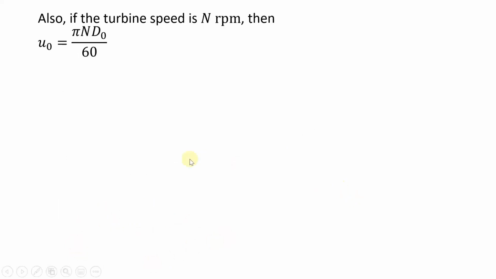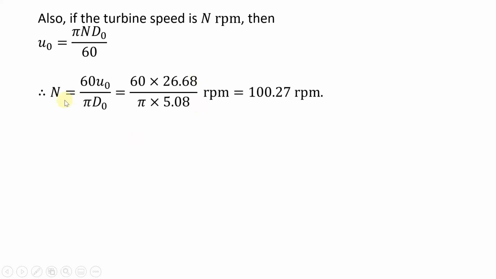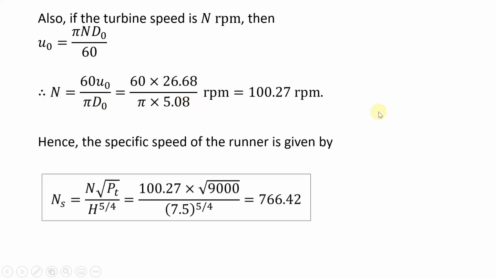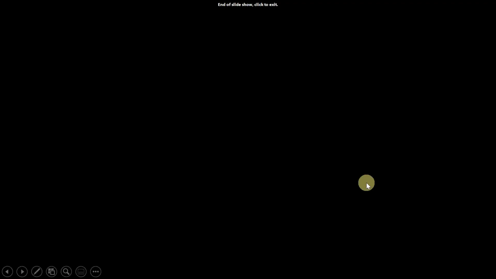Once we know the outer diameter, we can find out the relation between the rotational speed, the outer diameter, and the blade speed at the outer periphery of the rotor. And when we simplify this, we obtain the rotational speed of the turbine as 100.27 rpm. Now, the specific speed of a turbine runner is given by ns equal to n root pt divided by h to the power 5 by 4. Please note that pt has to be in kilowatt, h has to be in meter, and n has to be in rpm. And when we simplify this, we obtain the specific speed of the turbine as 766.42. The students, thank you.